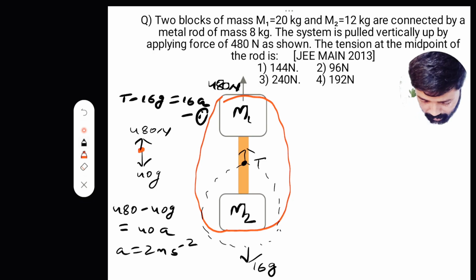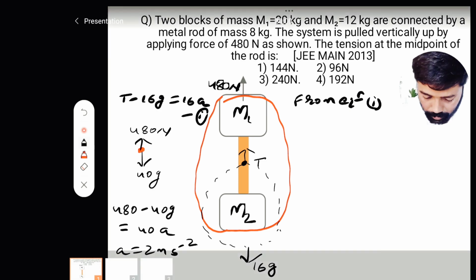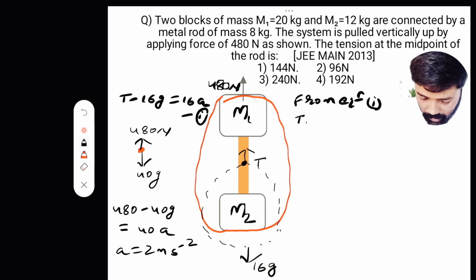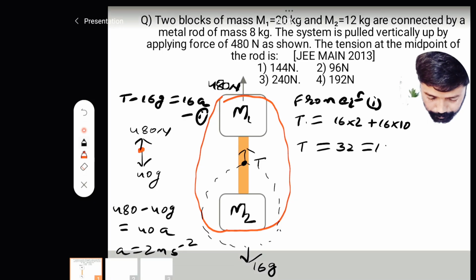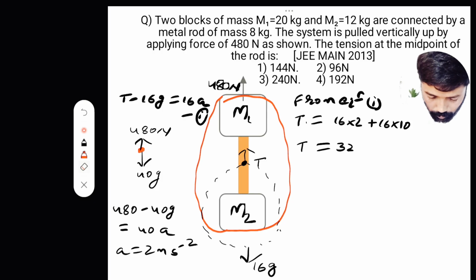Now let us substitute in the above equation. From equation 1, T is equal to 16a plus 16g. 16 into a means 16 into 2, plus 16 into g, which is 10. So your answer will be 32 plus 160, which is equal to 192 Newton. Check the options. Option 4 is correct. This is your correct option.